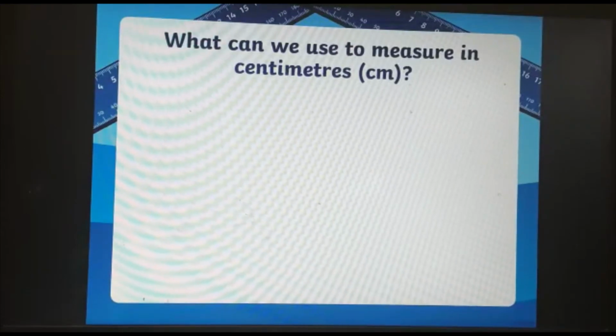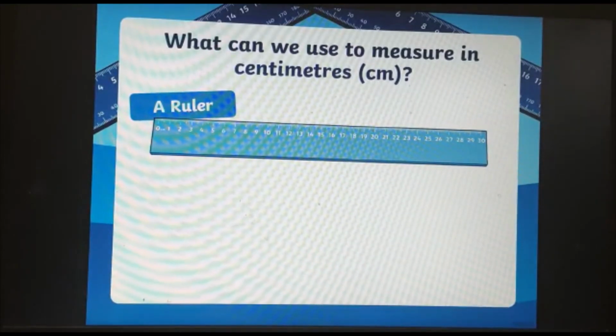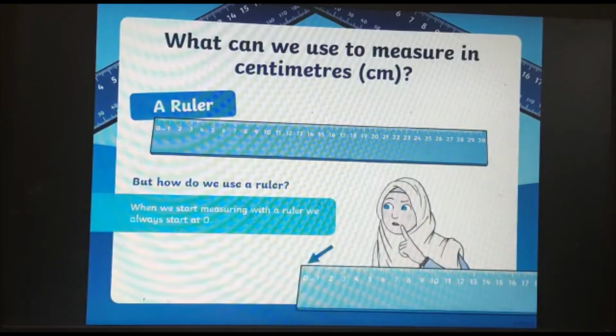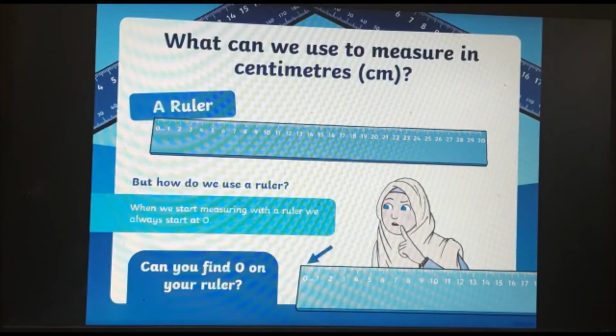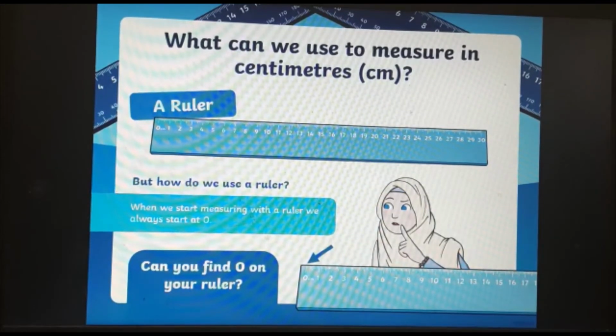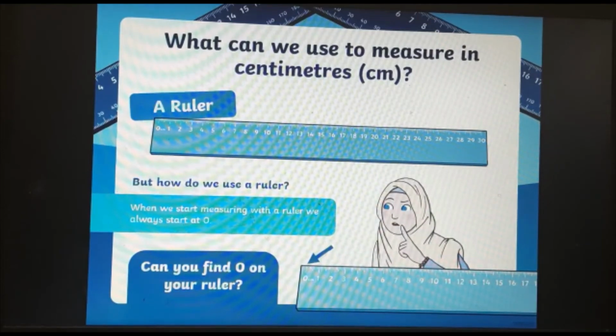What can we use to measure in centimeters? The basic and most important thing with which we measure centimeters is something everybody has. I want you all to take it out and keep it in your hand. It is a ruler. But how do we use a ruler? When we start measuring with a ruler, we always start at 0. Something very important you have to keep in your mind: always start with 0, and I want you all to find 0 on your rulers.